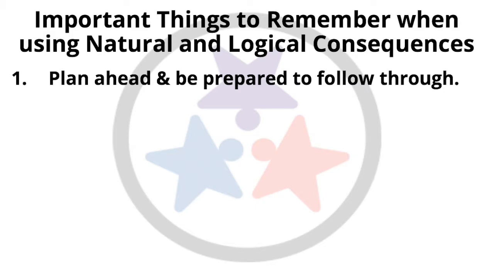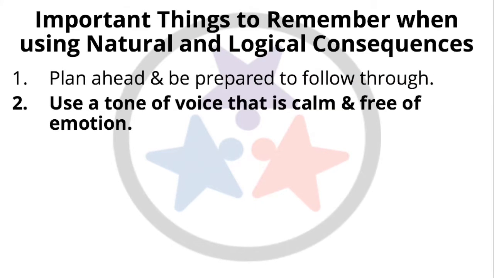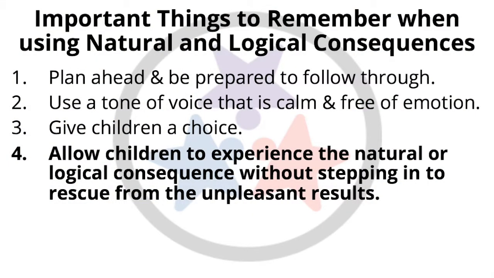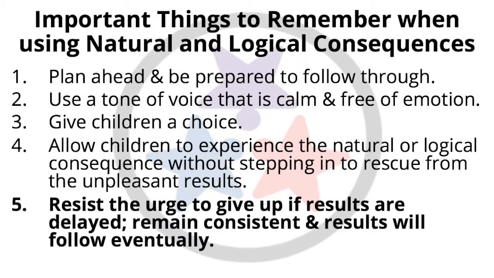Number 1, plan ahead and be prepared to follow through. Number 2, use a tone of voice that is calm and free of emotion. Number 3, give children a choice. For example, "You can pick up your toys out of the lawn now before I mow, or I will pick them up and put them in the garage for timeout until next Saturday. Your choice." Number 4, allow children to experience the natural or logical consequence without stepping in to rescue them from unpleasant results. Number 5, resist the urge to give up even if results are delayed. Remain consistent and results will eventually follow.